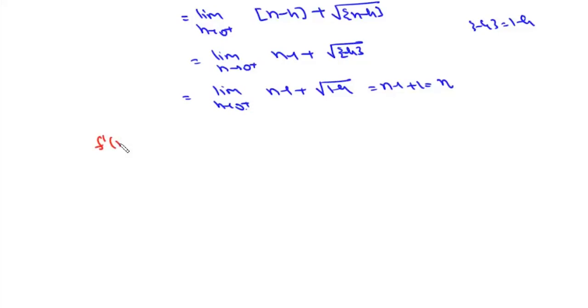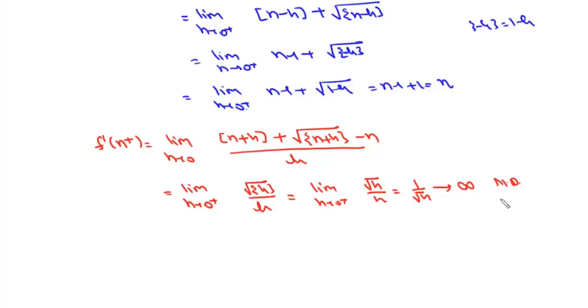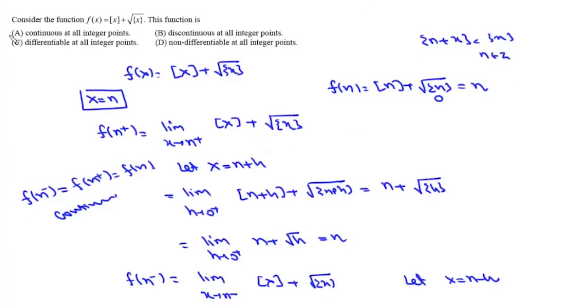Now if we find f dash n positive, it will be limit h tends to 0 positive of f(n plus h), which will be greatest integer function of n plus h plus under root of fractional part of n plus h, minus n, upon h. Now n minus n will cancel out, and this is under root of fractional part of h upon h. Now under root h upon h is 1 by under root h, and as h tends to 0, it approaches infinity. That means this function is not differentiable at integer points. So this function is continuous at all integer points and not differentiable at all integer points. So the answer is A and D.